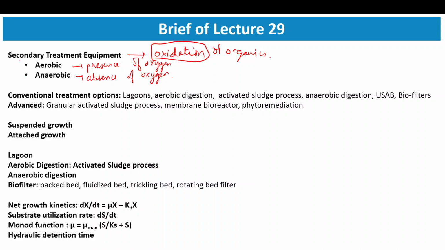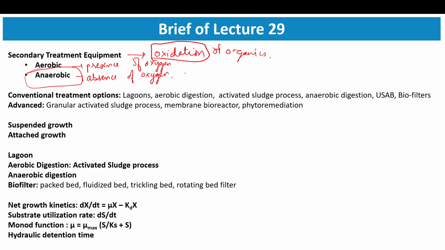Deciding whether to choose the aerobic process or the anaerobic process depends on various factors. For example, if a proper source of oxygen or air is not available, then in that case you can use anaerobic. Also, it depends on the type of pollutant or the organics present, because some types of microbes have more sensitivity to some types of organics.